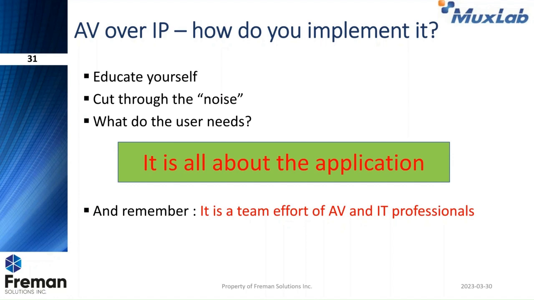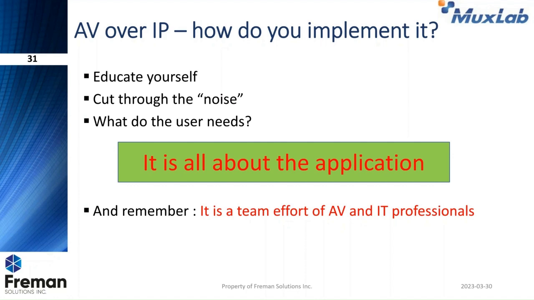This education will allow you to cut through the noise. There's something that I call, I'm sorry, Lori, marketing noise, where the marketing people like to say things, and you have to understand what they are saying. So cutting through the noise means being able to understand what they actually mean when they explain to you the features of their products. Because at the end of the day, this is all about the application. You have to think about what the user needs, and what the user needs is what you have to provide, and that is going to determine what kind of AV over IP system you're going to implement.